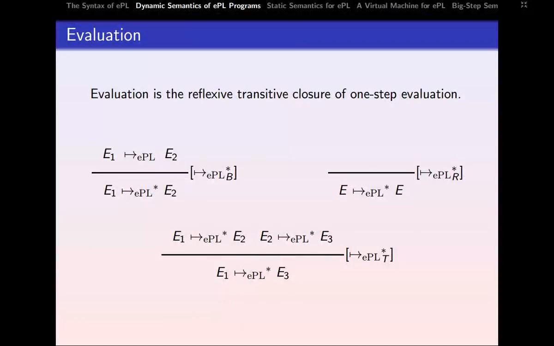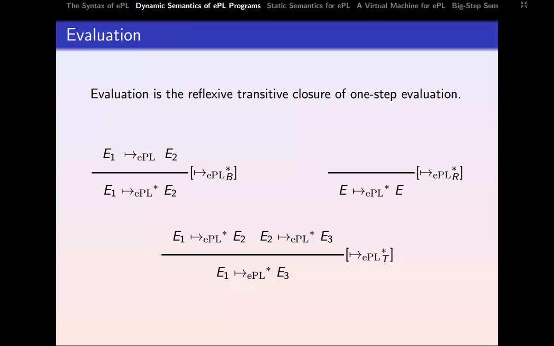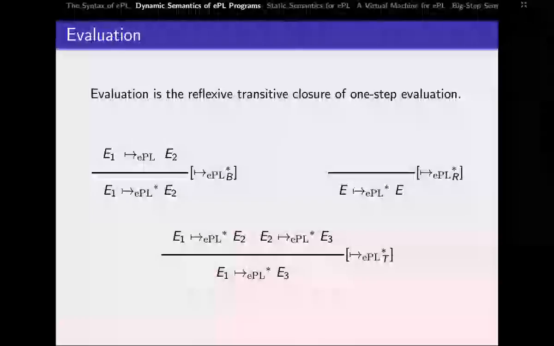So we're saying that anything that evaluates in one step is also part of the full evaluation relation. So one step of evaluation has to be part of the transitive closure. So it's part of the new relation as well. Then it has to be reflexive and transitive. Reflexive means that any one expression is in relation with itself. So E is in relation with itself. This is the second rule. And then if E1 is in relation with E2 and E2 is in relation with E3, then it must be the case that E1 is in relation with E3. This is transitivity.